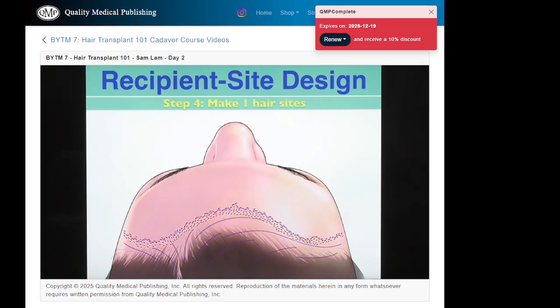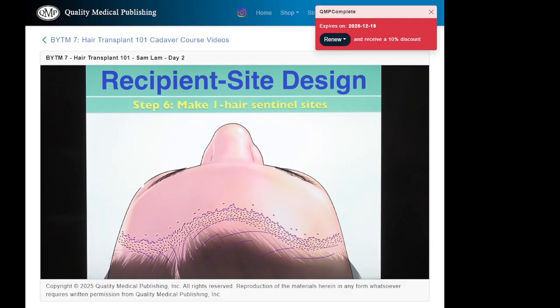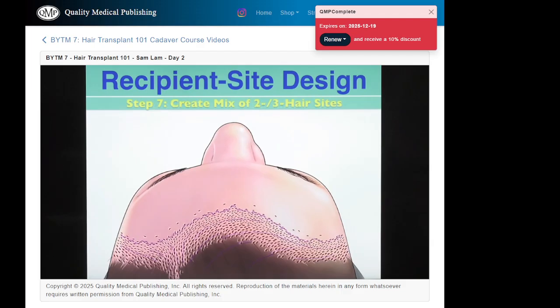I start with the hairline, making some 1-hair sites that would match the micro hairline in the direction of those arrows or those lines. And then I build up some 2-hair sites behind that. Once I've done that, I come back and I make my sentinel sites in front, usually in a perpendicular fashion, so my staff can easily read that. And then I do my blending of my 2s and 3s going back.